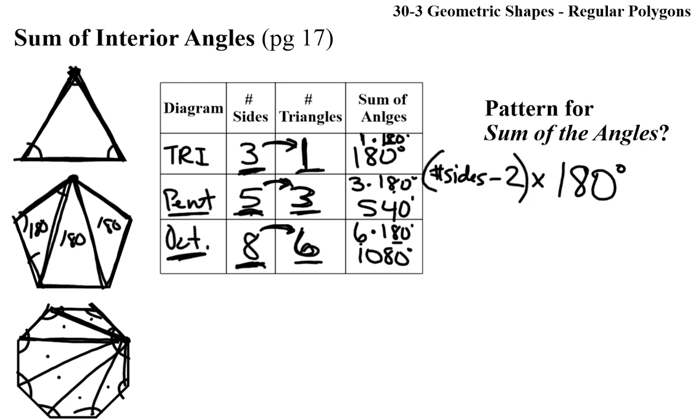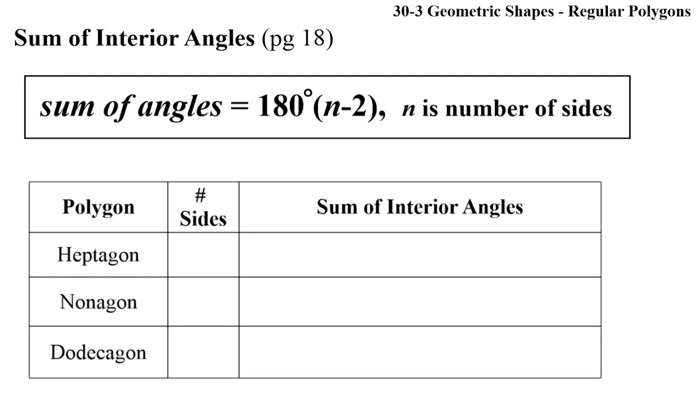3 sides makes 1 triangle. 3 minus 2 is 1. 5 sides in our pentagon means we created 3 triangles. Subtract 2 to get 3. Our 8-sided octagon, which you can see better drawn there than what I was trying, subtract 2 gave us 6 triangles. So there's what we need to use for a formula on page 18 for the sum of the angles in a polygon. 180 degrees times n minus 2, where n is the number of sides.